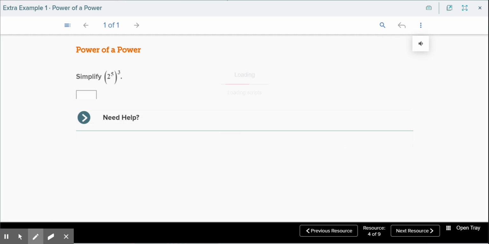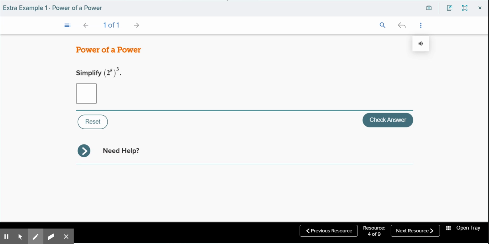All right, so this second example is popping up. What I'd like you to do again is pause the video real quick, try this second example, and then you can restart your video and see if you got this one right.